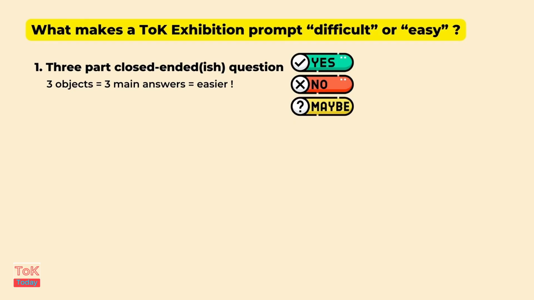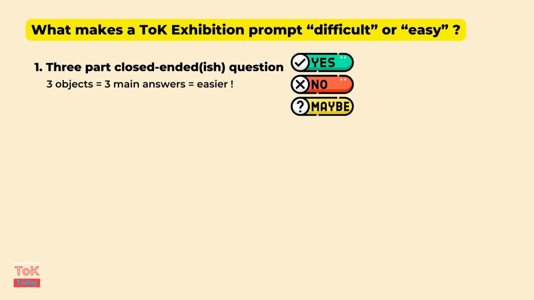The first criteria I've called 3-part closed-ended-ish structure, and that's, does the prompt lend itself to an easy 3-part structure? The exhibition is of 3 objects, therefore an easier prompt will be closed-ended and therefore can be answered in 3 main ways. Prompts that do have 3 main answers are easier to answer than prompts that are more open-ended.